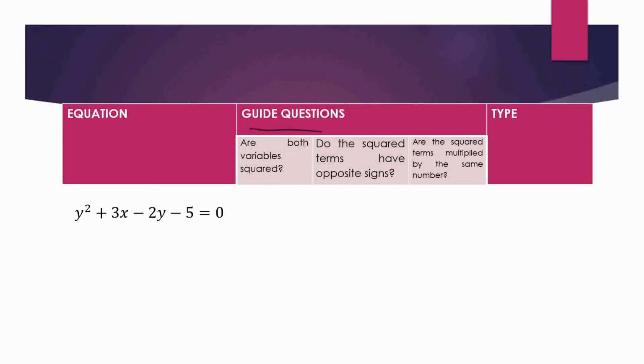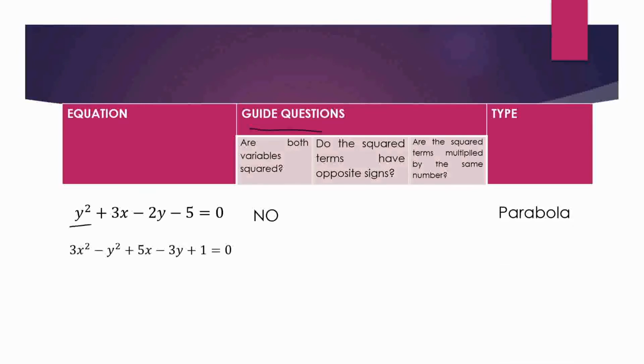So una, y squared plus 3x minus 2y minus 5 is equal to 0. So answer natin yung second na column. Are both variables squared? So naka-squared ba daw pareho? So no, dahil y lang yung naka-squared. According to the previous slide that we have discussed earlier, so kung iisa lang yung naka-squared, kung y lang or yung x lang yung naka-squared, so ibig sabihin isa siyang parabola.